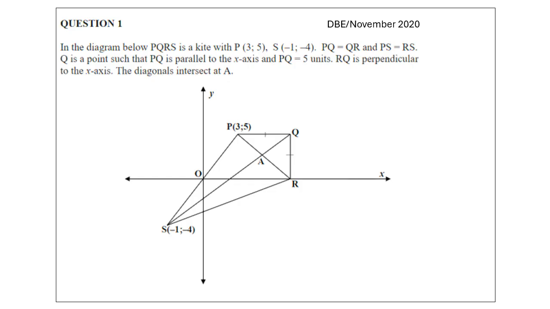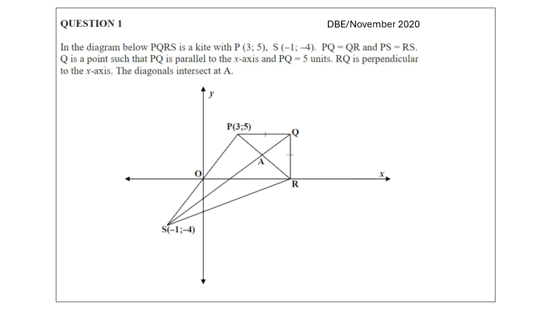Let's look at the first exam question. In this question, they give us PQRS and they tell us it's a kite. The coordinates of P are 3 and 5. S's coordinates are -1 and -4. PQ is equal to QR and PS is equal to RS.